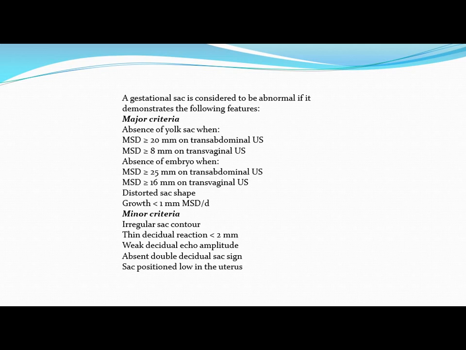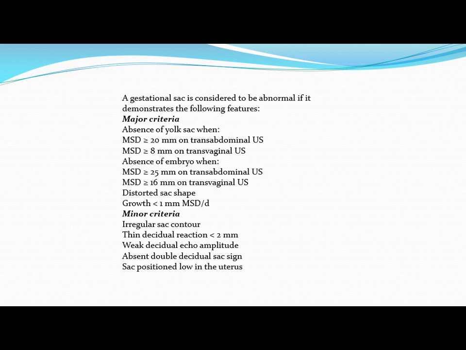Major criteria: absence of yolk sac when MSD is larger than or equal to 20 millimeters on abdominal ultrasound, or MSD is larger than or equal to 8 millimeters on transvaginal ultrasound. Absence of embryo when MSD is larger than or equal to 25 millimeters on abdominal ultrasound, or MSD is larger than or equal to 16 millimeters on transvaginal ultrasound. Distorted sac shape, growth rate smaller than 1 millimeter per day of MSD.